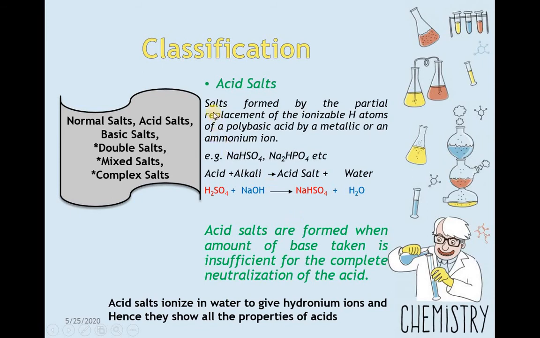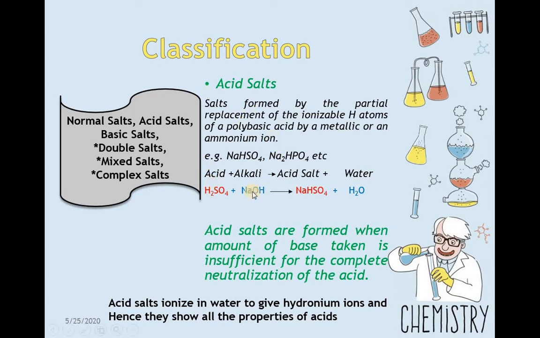Now, acid salts. Acid salts are formed by the partial replacement of the ionizable hydrogen atoms of a polybasic acid by a metallic or an ammonium ion. Examples: disodium hydrogen phosphate, sodium bisulfate or sodium hydrogen sulfate. Now, here you have a polybasic acid, sulfuric acid. This is a dibasic acid. It has two hydrogens which can be replaced.